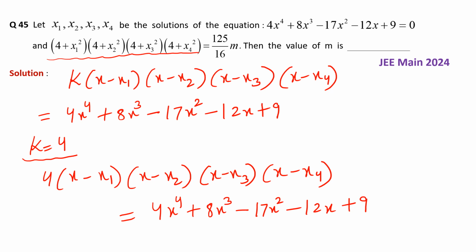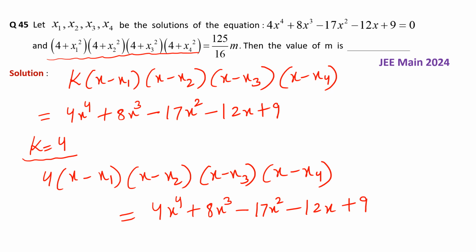Now this particular expression contains terms of the form a^2 + b^2, because in the first bracket we have 4 + x1^2, then in the second bracket 4 + x2^2 and so on. Now we know that a^2 + b^2 can be factorized as (a + ib)(a - ib). That means I can say x1^2 + 4 can be written as (x1 + 2i)(x1 - 2i). Similarly, x2^2 + 4 can be written as (x2 + 2i)(x2 - 2i), and so on.